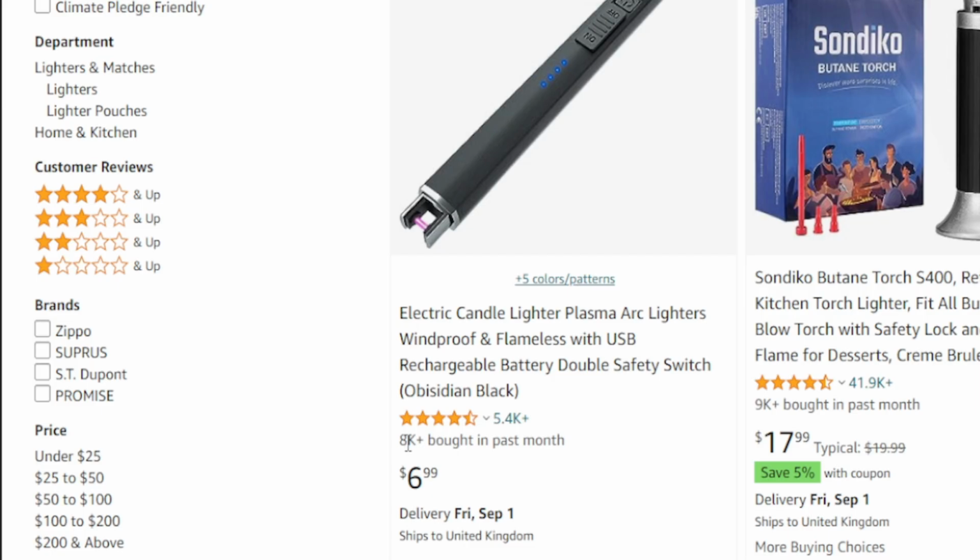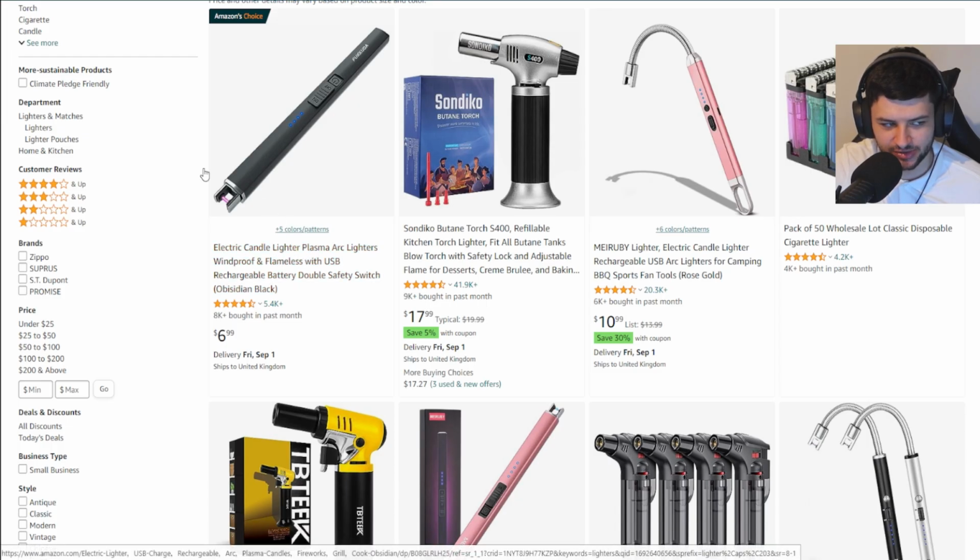So you can also see 8,000 plus have been bought in the last month with this electric candle lighter, which uses like a plasma electric arc effect to actually use heat to light things. So this would be a particularly good one I'd look at to sell. It's Amazon's choice, so it might be a little bit biased.